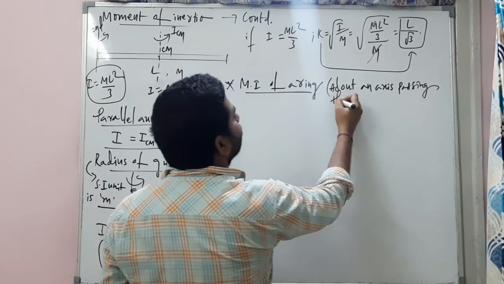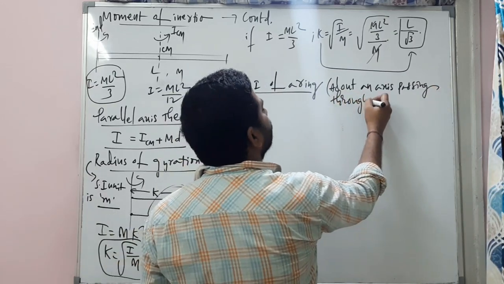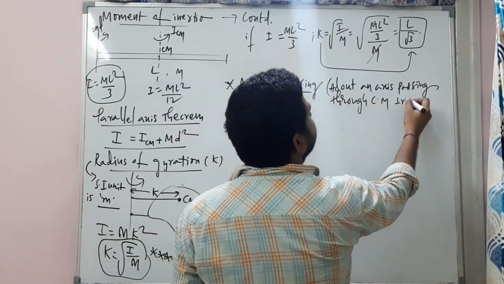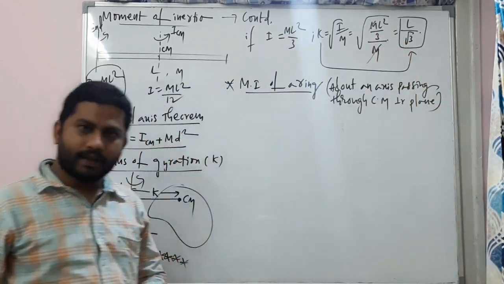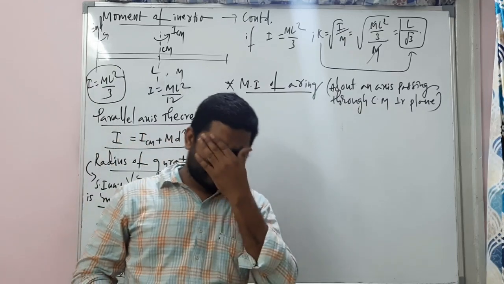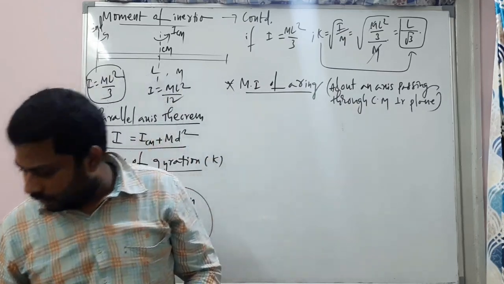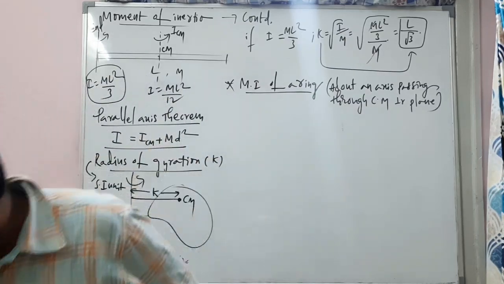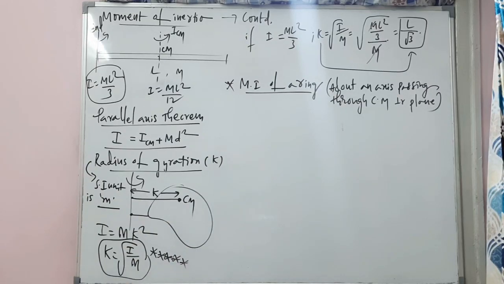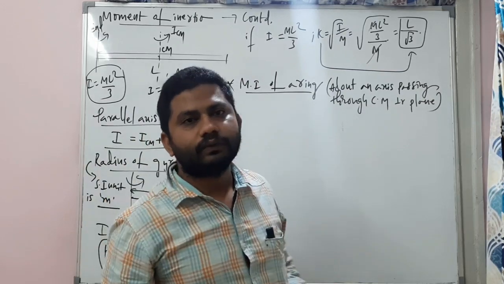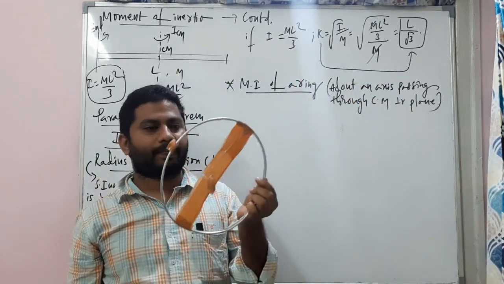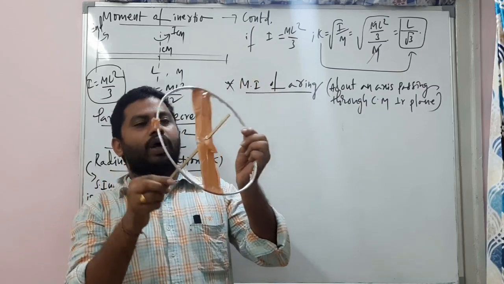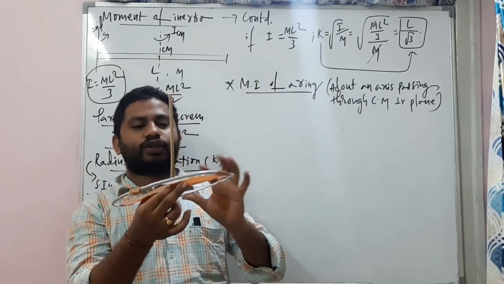passing through center of mass which is perpendicular to the plane. Observe. Perpendicular to the plane. See, I have a look at here. This is the ring. Observe. I hope it's visible to everybody. It's a ring. So this is what, look at the situation.